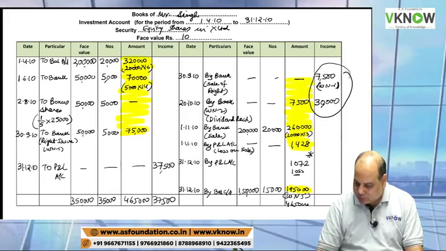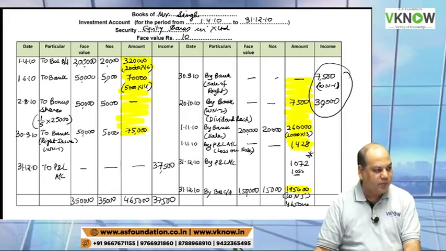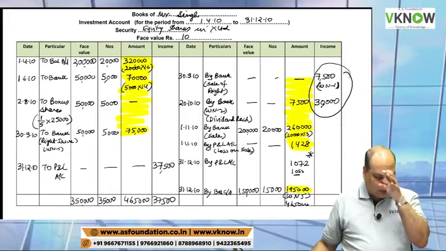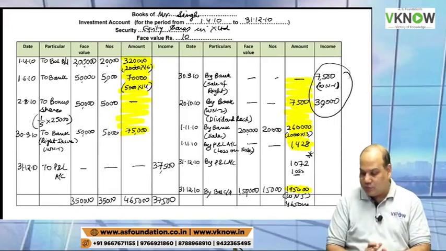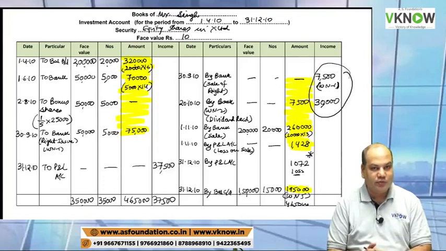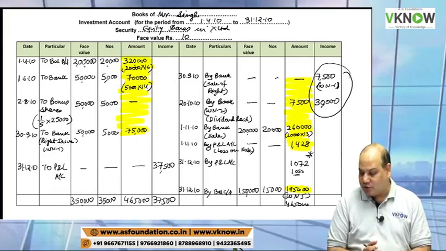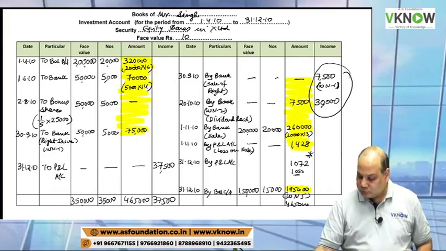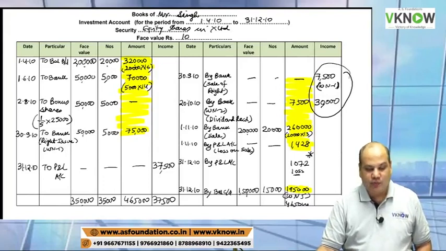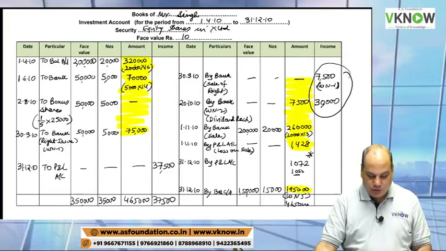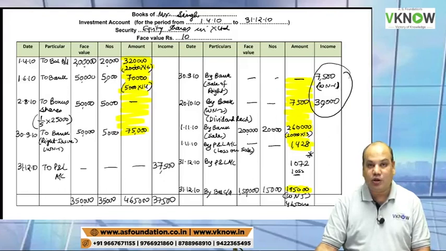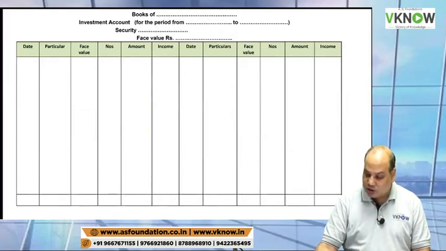Wait a minute. We have to also prepare P&L account. 1072 is right. Everybody give the right answer. Okay. Any query on the investment account? Otherwise, we'll go to P&L account.